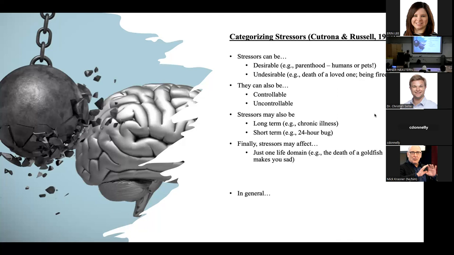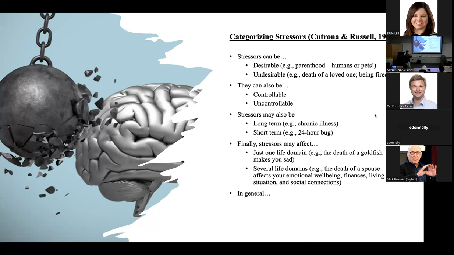And finally, stressors may affect just one life domain, like if your goldfish dies and that makes you sad, or several life domains. Well, the death of your spouse is going to make you extremely sad. It's going to affect your finances. It's going to affect your living situation. You may lose relationships because of it. It's a multiplex stressor that affects multiple life domains.